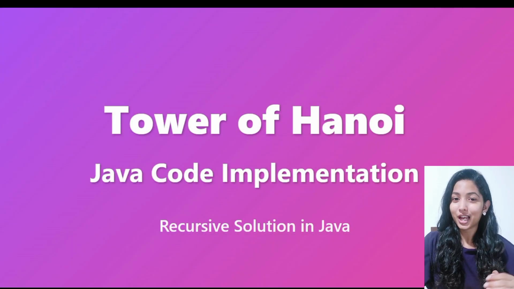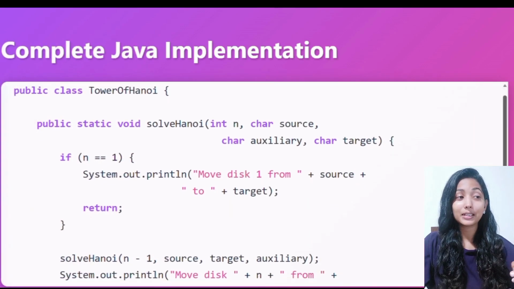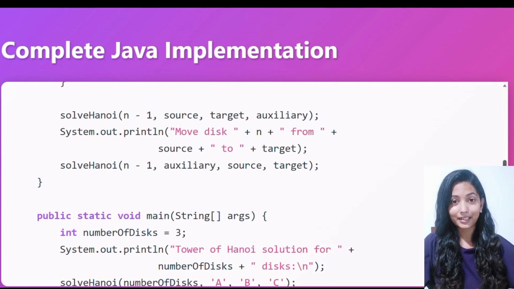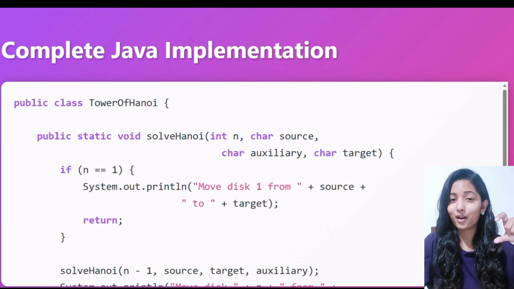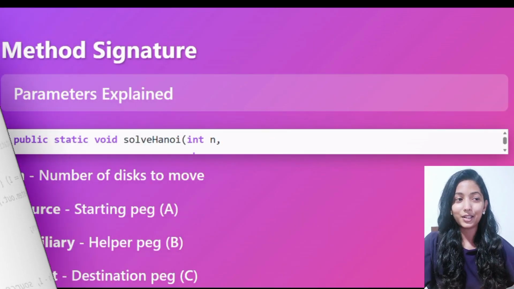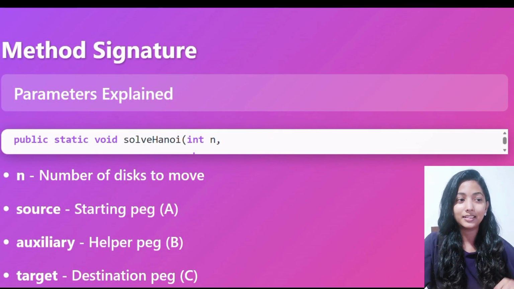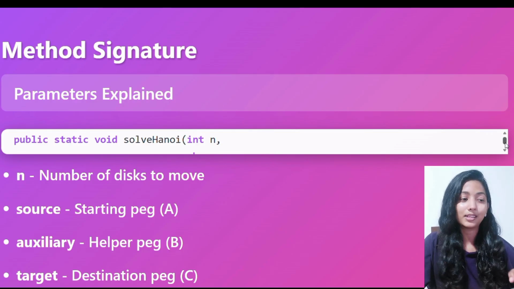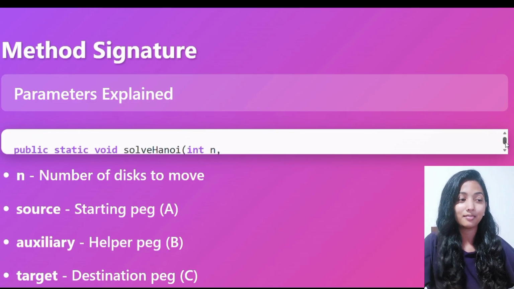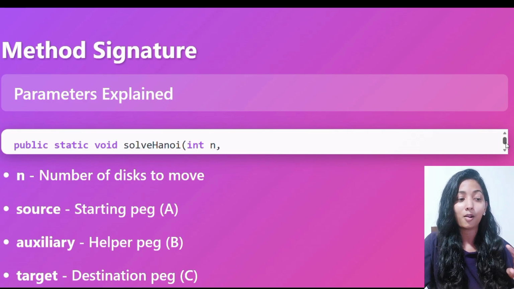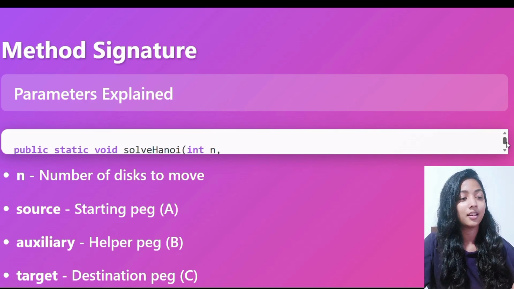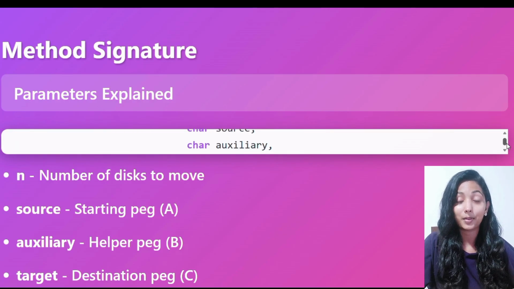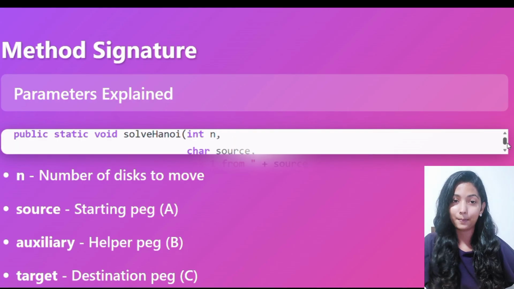Let's move on to the Java implementation. Here's the complete Java code of Tower of Hanoi. I will explain this by breaking it into small code parts. First, let's identify the parameters we have assigned. N is the number of disks to move, source is the starting peg, peg A, auxiliary is the helper peg, peg B, and the target is the destination peg, peg C.